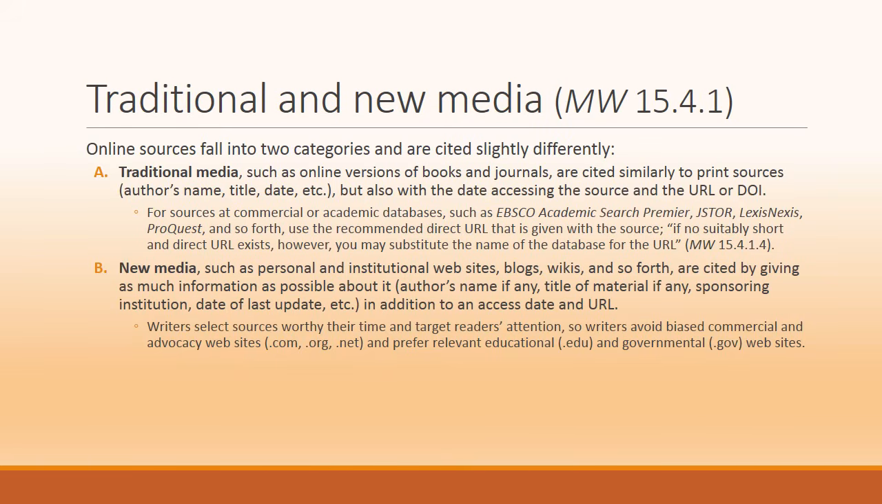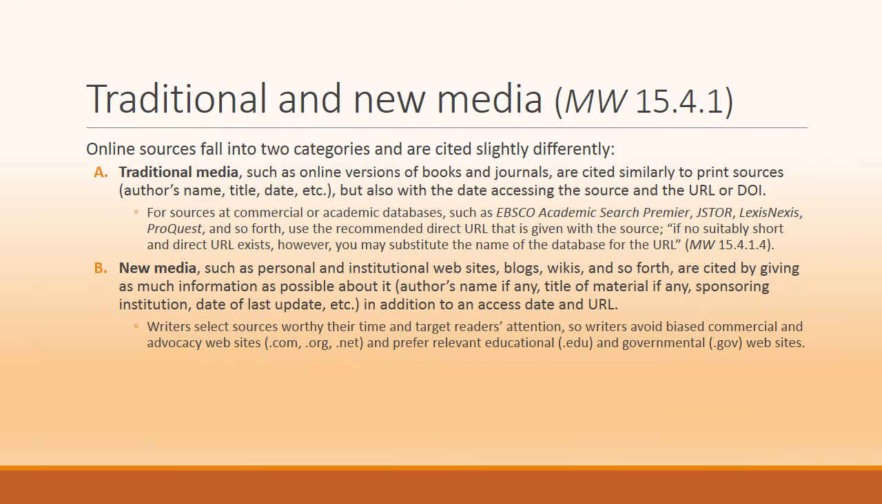Chicago style makes a distinction between traditional and new media and how one cites these sources. So for Chicago style, online sources fall into 2 categories by necessity and are cited slightly differently. First, there's traditional media, such as online versions of books and journals, which are just about the same as their print counterparts, and these are cited similarly to print sources, but also with the date accessing the source and the URL, or the shortened version of that, the DOI, in one's browser address.